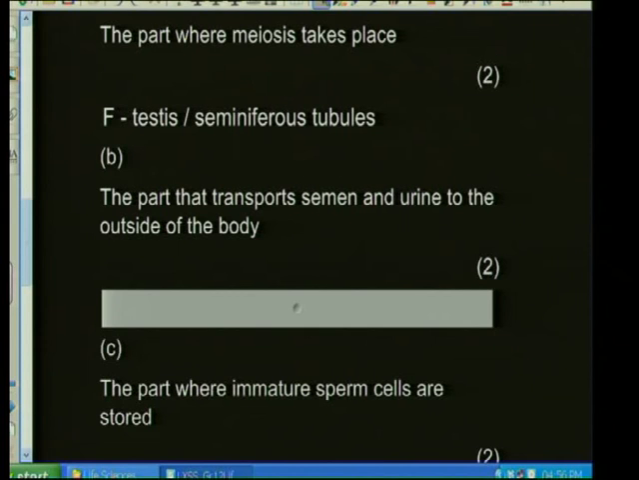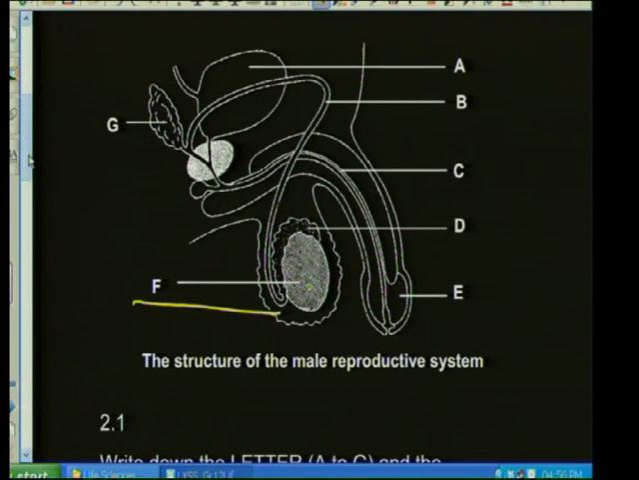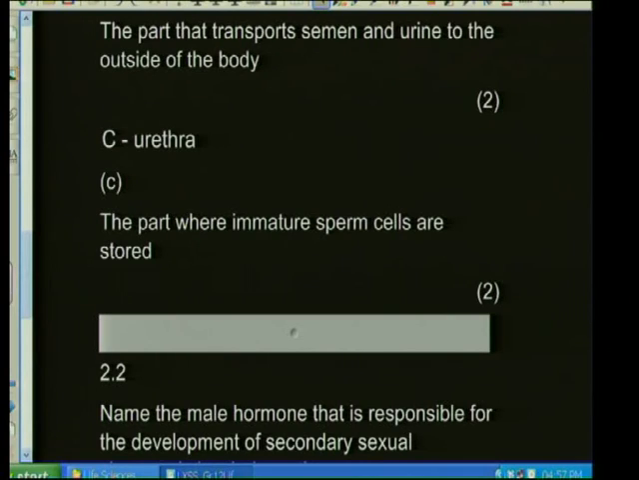The part that transports semen and urine to the outside of the body. That would have to be C, and that is the urethra. Remember, in males, there's a common opening for urinating and deposition of sperm. In the female, they have a separate opening for urination, the urethra, and for receiving sperm, they have the vagina. Separate openings for separate functions.